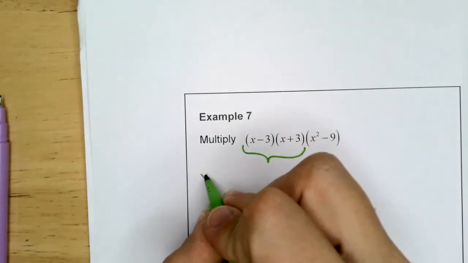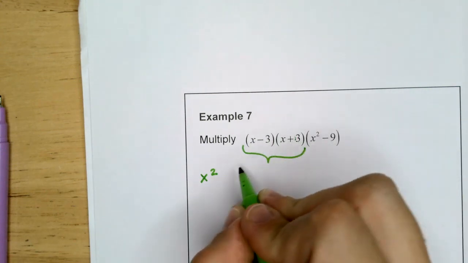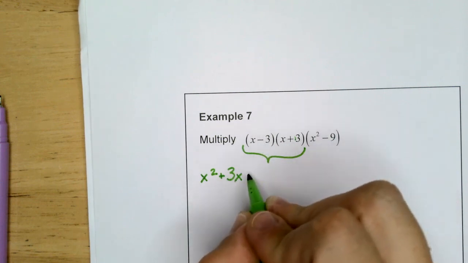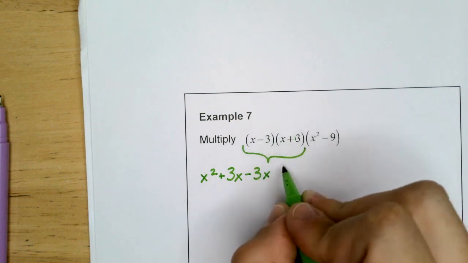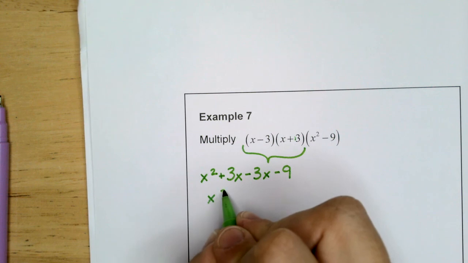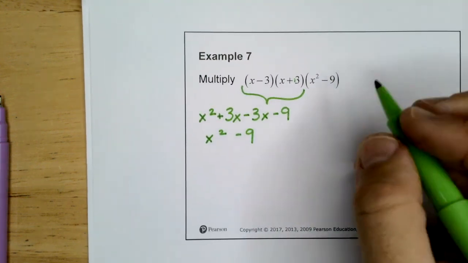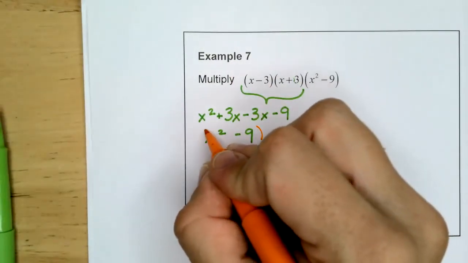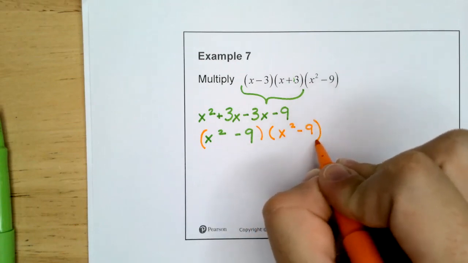First, x times x is x squared. Outside, x times 3 is 3x. Inside, negative 3 times x is negative 3x. Last, minus 9. That simplifies to x squared. Those cancel, minus 9. And then we're going to bring down the x squared minus 9.